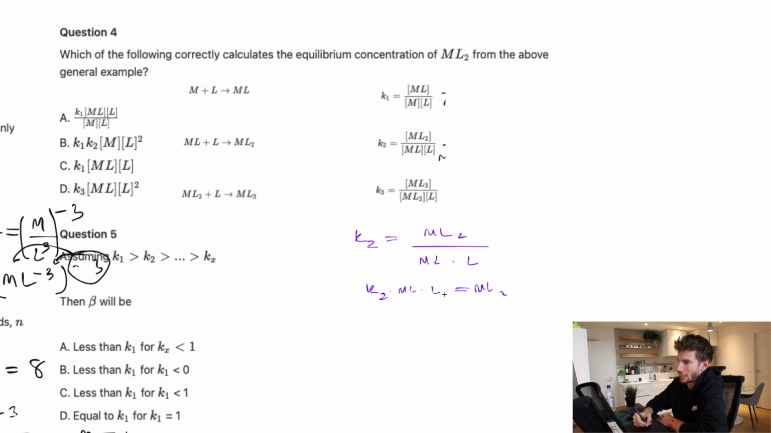If I look at them, which one has bits and pieces of my answer? K2, ML, and L. I can see there's K2, there's L. It's squared, but there's L. That's the only one that's looking pretty good, so I'm going to investigate if that one's true. The bit that is not in the answer is ML. So let's try to find an expression for that.